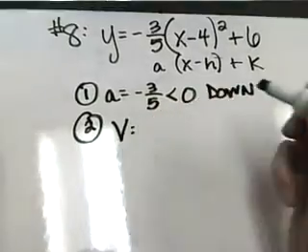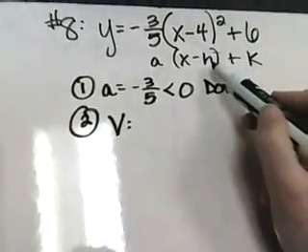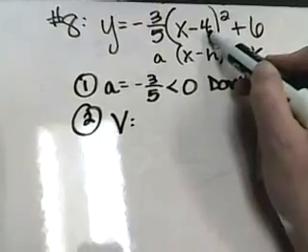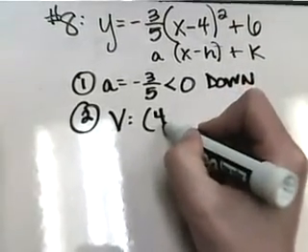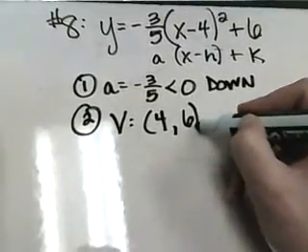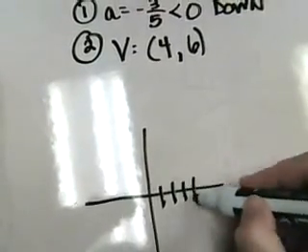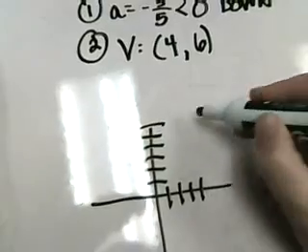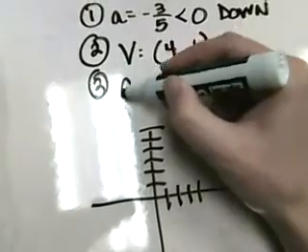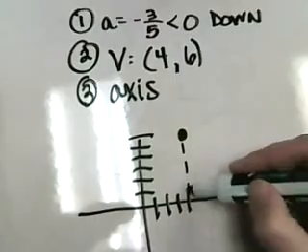Number 2 is vertex. Remember, for vertex form, we have a shortcut. It says that vertex should be (h, k), but h is opposite of what it looks like. So h looks like -4 here. It's actually +4. k is exactly what it looks like. k is +6. Let's go ahead and plot that. Okay. Step 3 is axis of symmetry. Remember, we said this was going to go down, so let's draw that dotted line down.